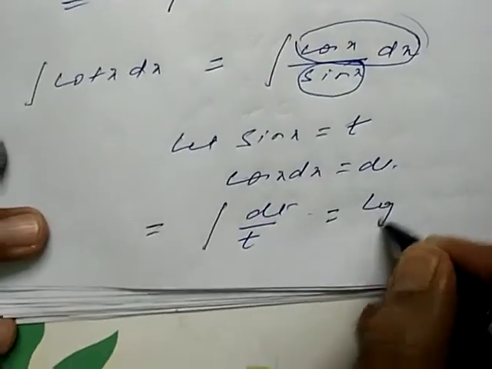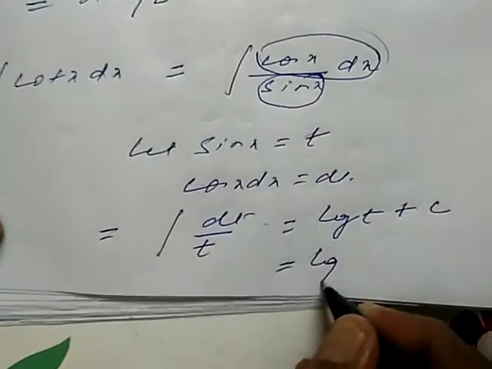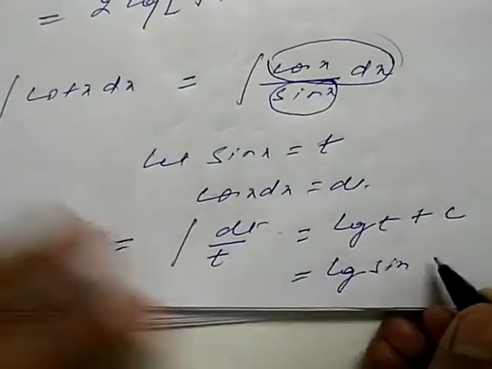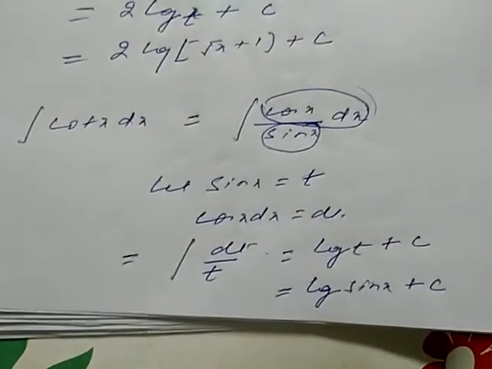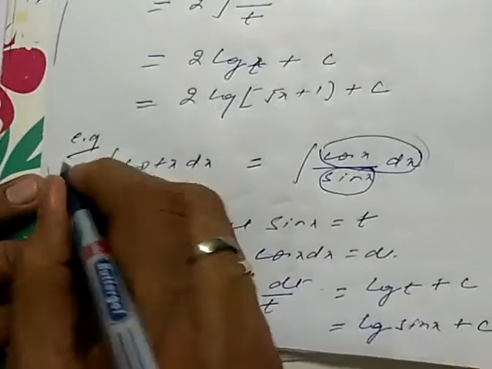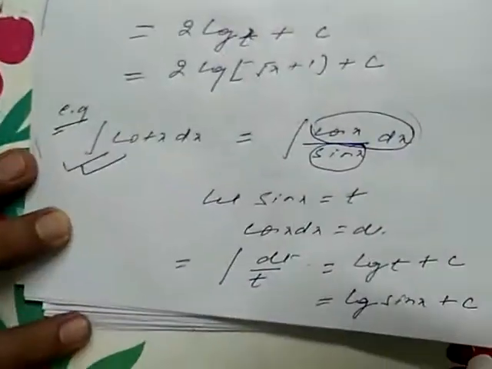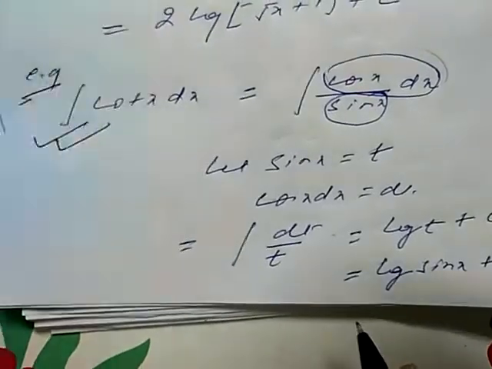By doing so, we got dt by t, and that is a standard form. And log t plus c is there, and t is sin x, so log of sin x plus c. So by doing so, we got the integral value of cot x, and this is another example. Earlier we found the value of tan x, and we have seen the moderated form, direct form, and all.